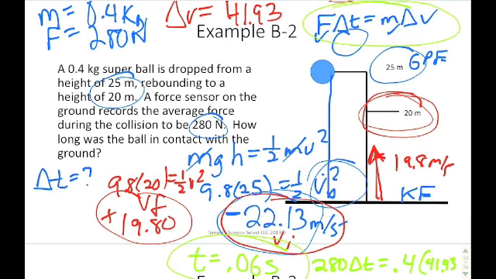So the ball is actually in contact with it for a very, very small amount of time. Now, with a regular Super Ball, it's going to be in contact for a lot longer, so it's not going to have as great of a force. But that kind of gives you an indication of what we're talking about.